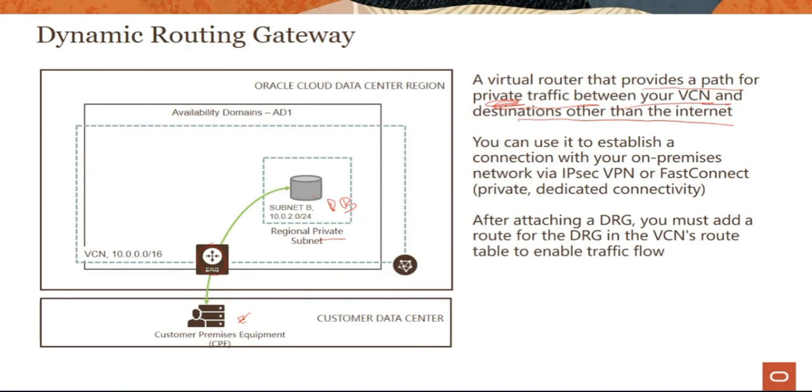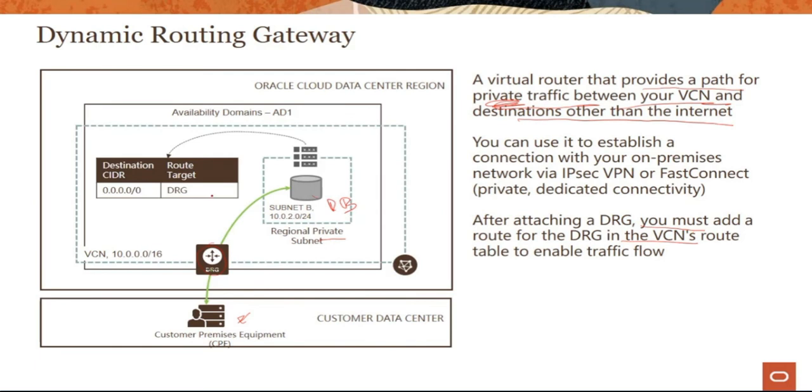We have been seeing this earlier. You create the DRG, you attach it to the VCN. You have to add a rule here, and the rule is very similar to what we had been discussing earlier. All the traffic, so all the packets destined for any IP address, has to go through the DRG for this particular subnet. So you're basically sending all the traffic through the DRG here.